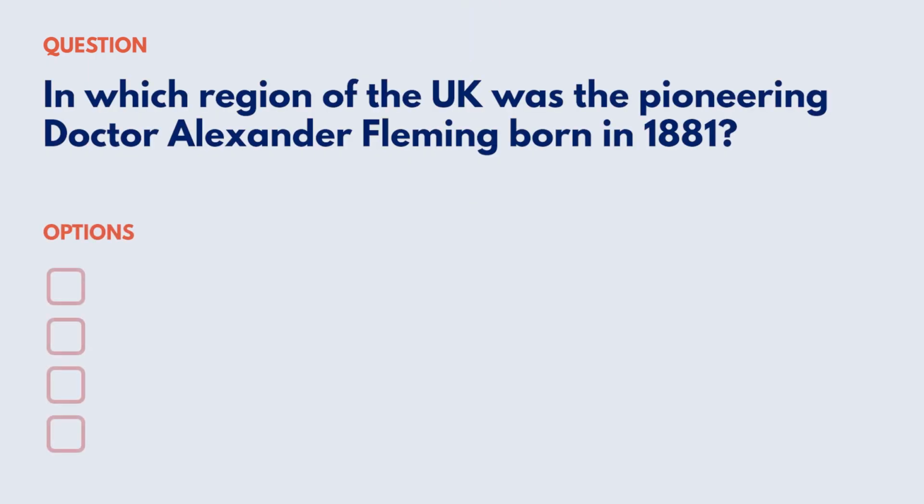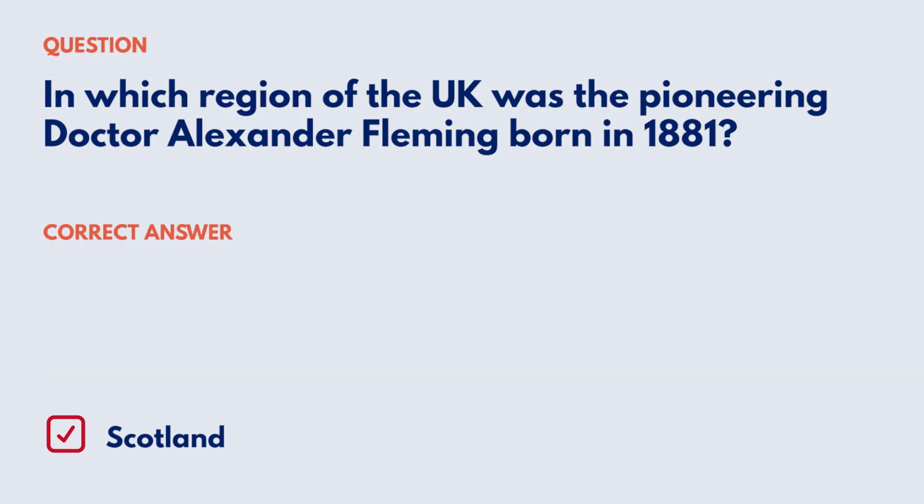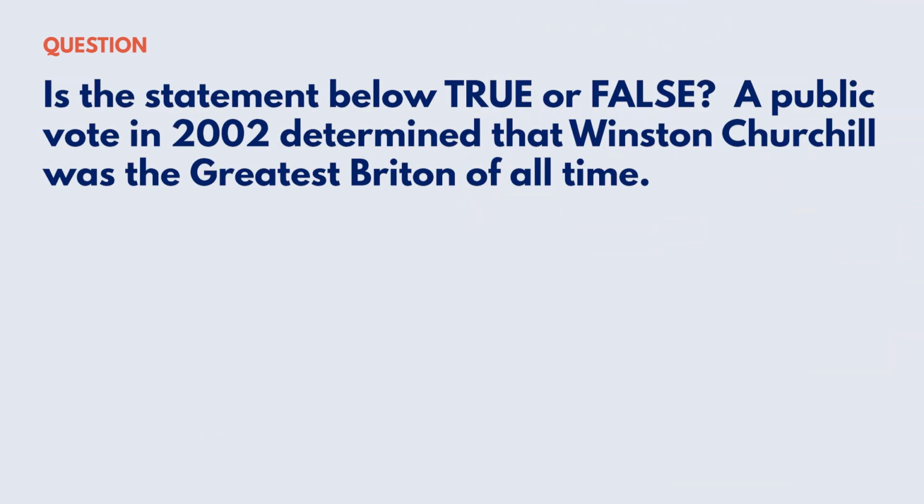In which region of the UK was the pioneering Dr. Alexander Fleming born in 1881? Wales, East Anglia, Cornwall, Scotland. Correct answer, Scotland.